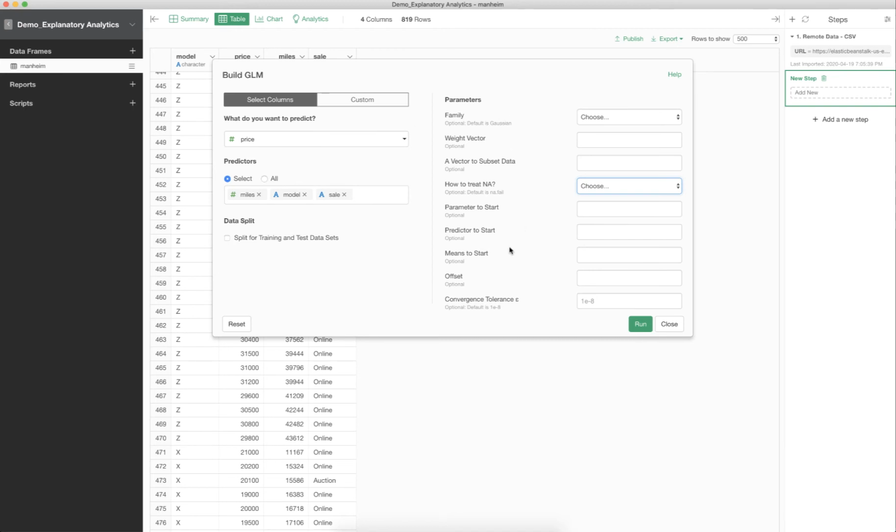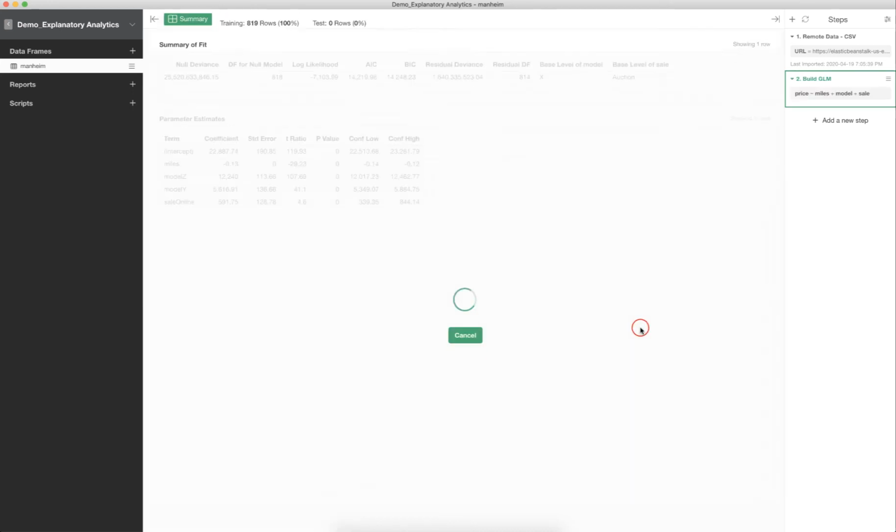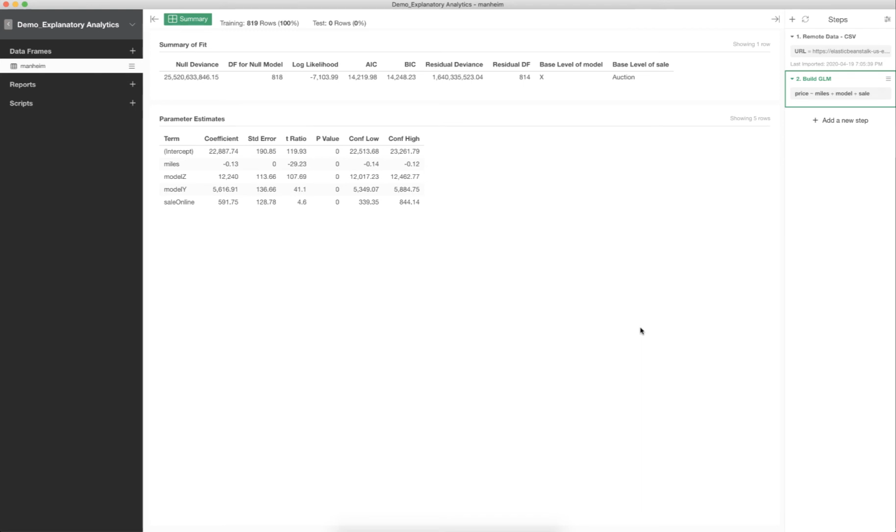Once we have the different components of the model selected, we can run it. And once the model is run, this is what we shall see on screen. We see a summary of statistics related to the model.